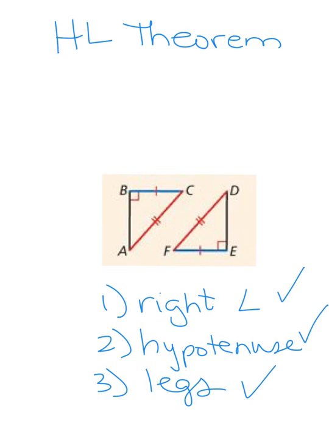So if we look at our example, angle B and angle E are not only congruent, they're right angles. My hypotenuse, remember, the hypotenuse is the segment across from the right angle. So in this case, it's segment AC. And in my other triangle, the hypotenuse is segment DF. Now I'm looking for legs that are congruent. So I have segment BC is congruent to segment FE. So therefore I have my three pieces, so I know that this triangle is congruent because of HL theorem.